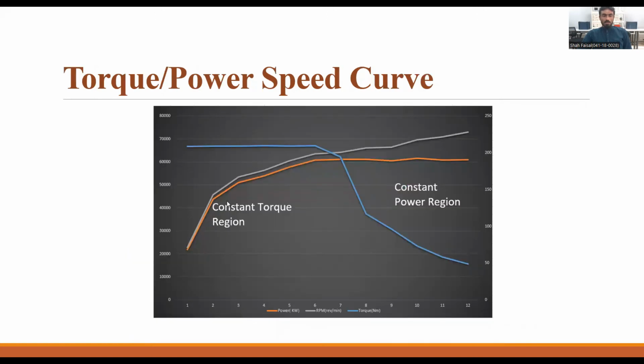Now this is the power and torque curve that we achieved from these results, comparing its torque and power. The purple shows the power, and the orange and blue show the torque. This is our constant torque region and this is our constant power region.